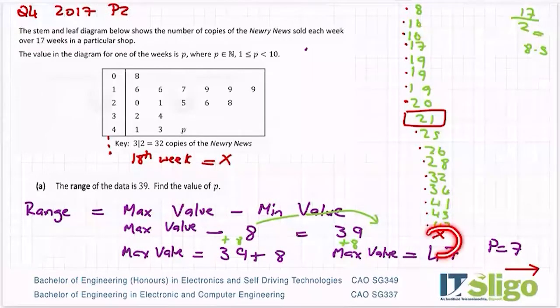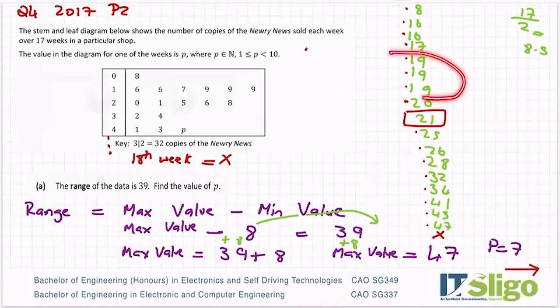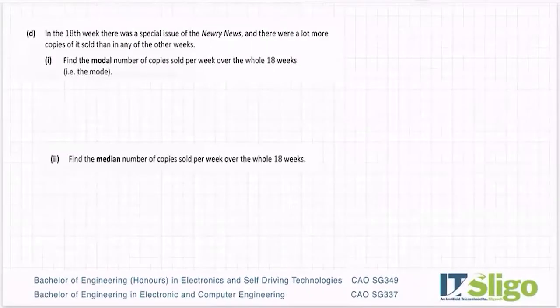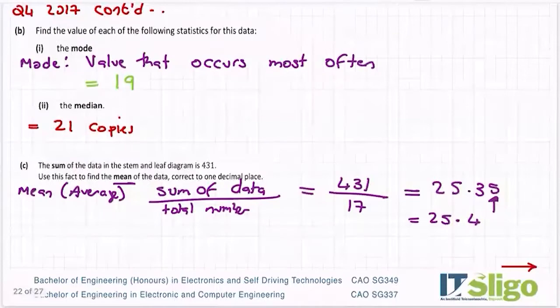Now, regardless of that value, it's only ever going to occur once, which means our mode is still going to be 19. 19 is still the value that occurs most often, regardless of how big this number is. So the answer to find the modal number is still 19 copies. It then says find the median number of copies sold per week over the whole 18 weeks.